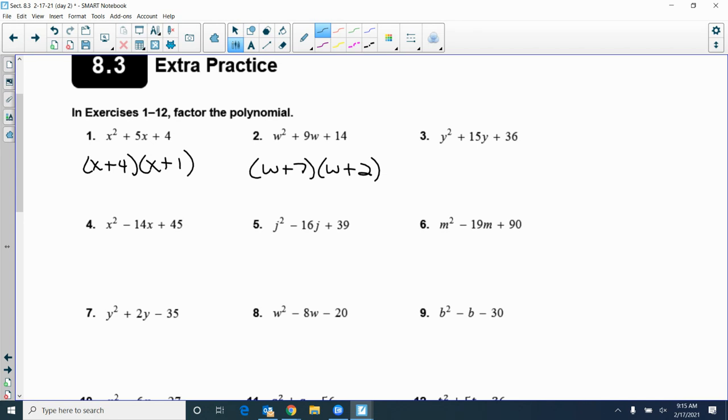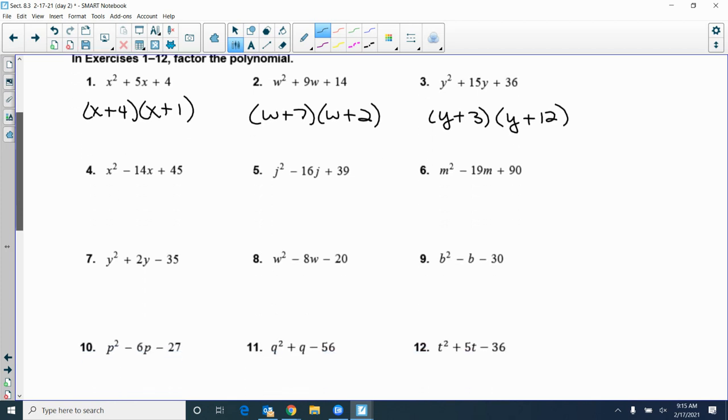Okay, Austin, how about number 3? Y plus 3, y plus 12. Y plus 3 times y plus 12. So those are all correct because 3 times 12 is 36. 3 plus 12 is 15. So take a look at what you got. Josh, how about 4? X minus 9, and then x minus 5. Correct. You can say minus.